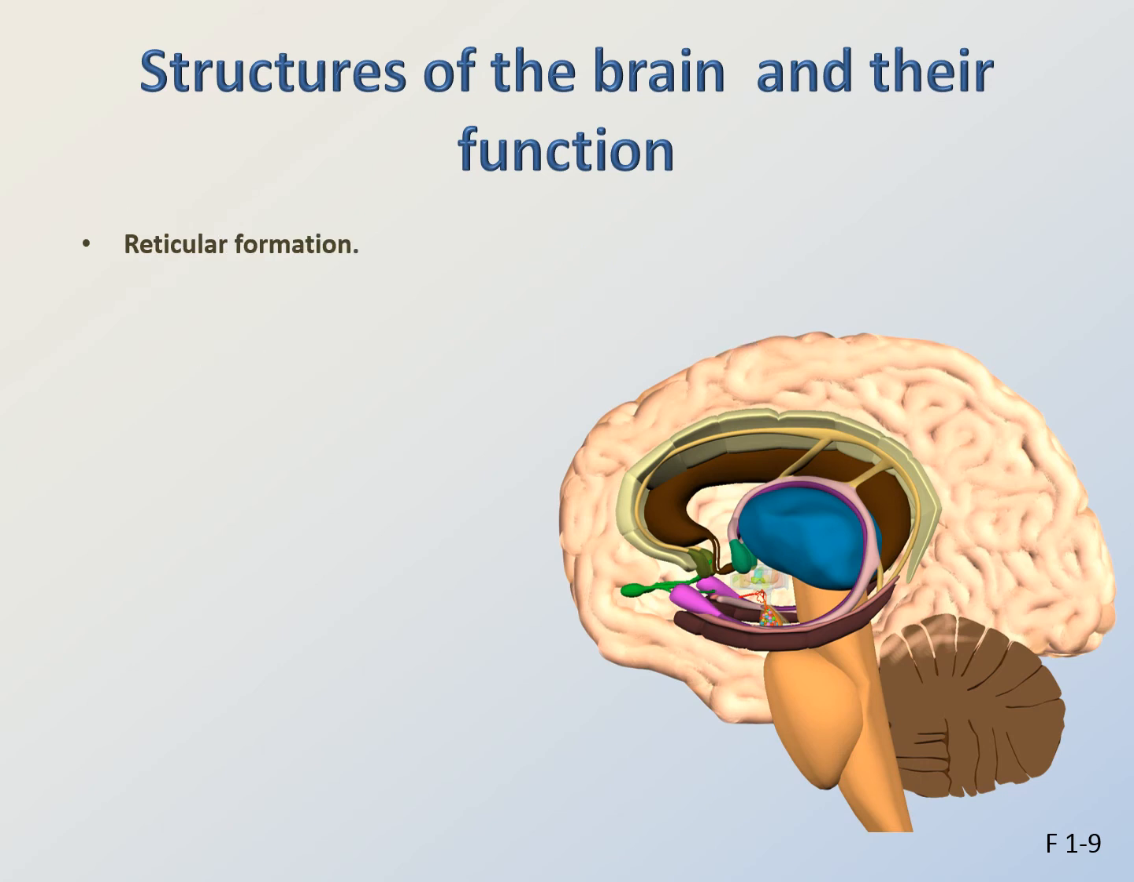The last structure of the brainstem is the reticular formation, which is an overlapping cluster of nuclei distributed throughout the brainstem and controls many cyclical activities such as the wake-sleep cycles.